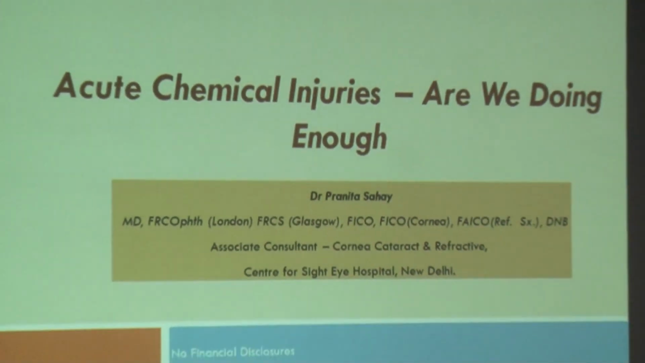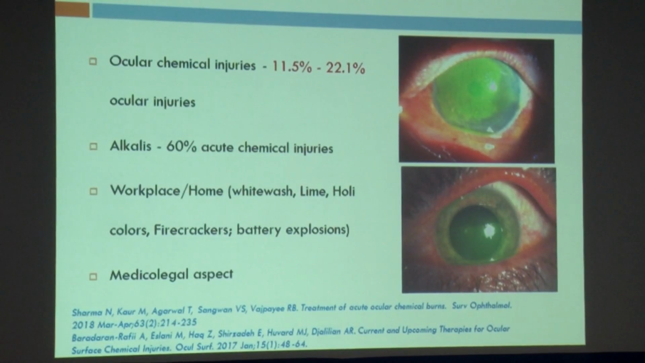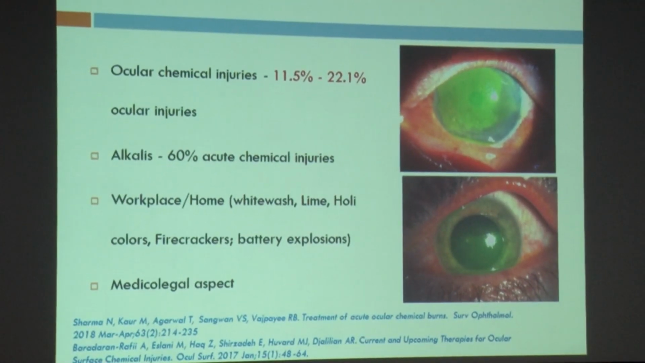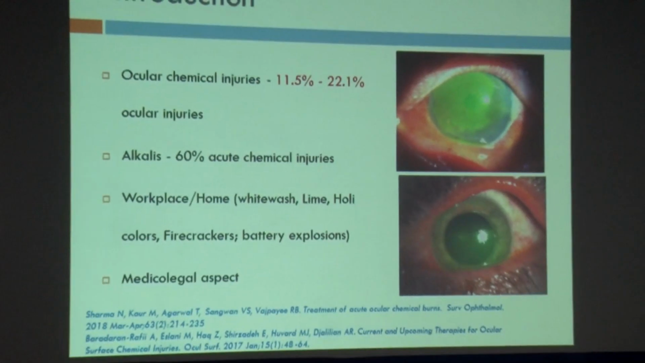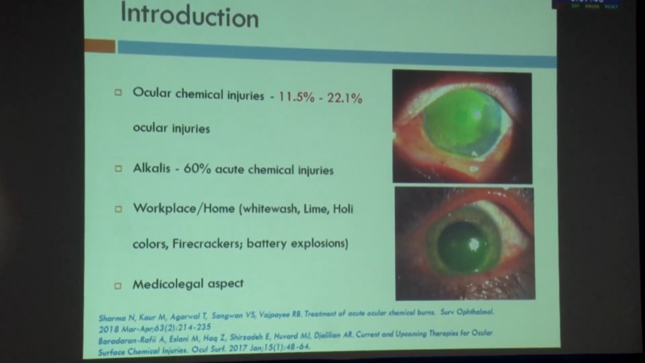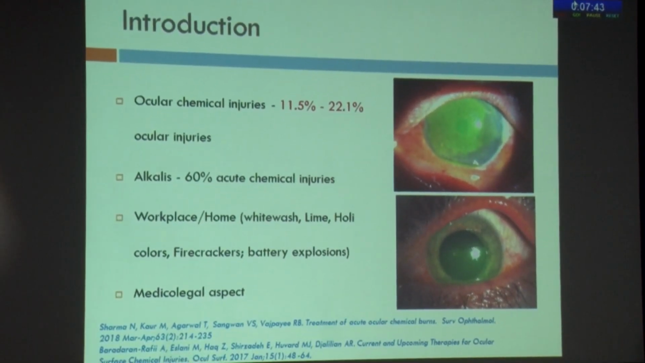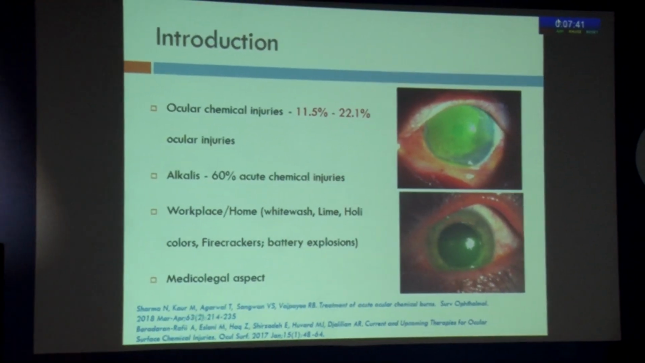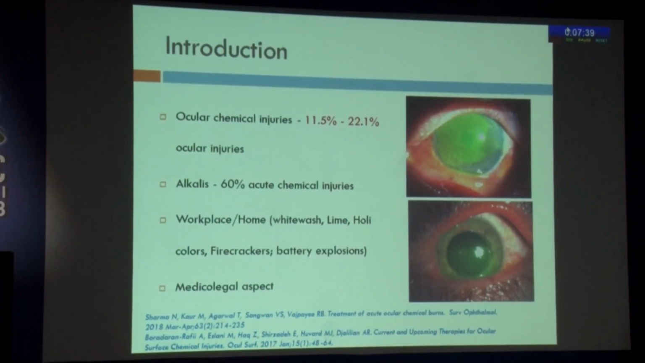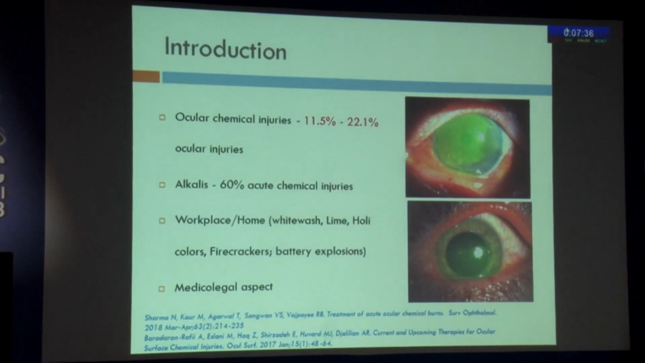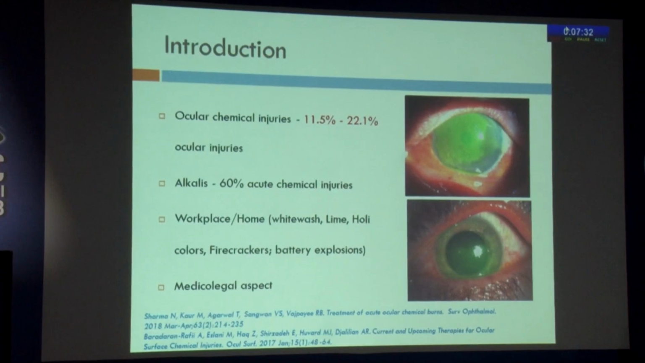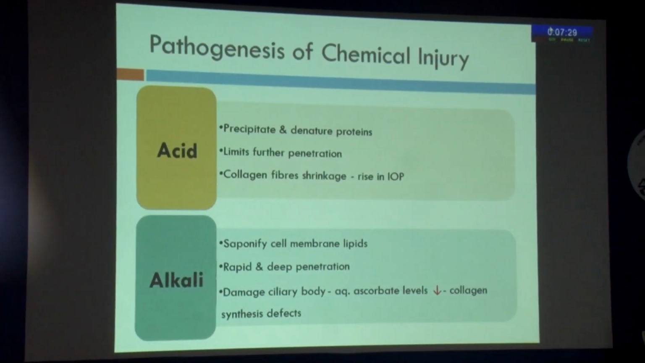Okay. Good morning, everyone. So I'll be presenting about the cornea part of chemical injuries that we deal with in our daily practice in acute emergencies. As we all know, chemical injuries account for almost 10 to 20% of the patients that present to our casualties. Alkali injuries are more common compared to acid injuries, and whenever you're dealing with any patient of chemical injury, the medico-legal aspect is something that you need to keep in your mind, because later on it always becomes a hassle if it is not dealt with earlier.